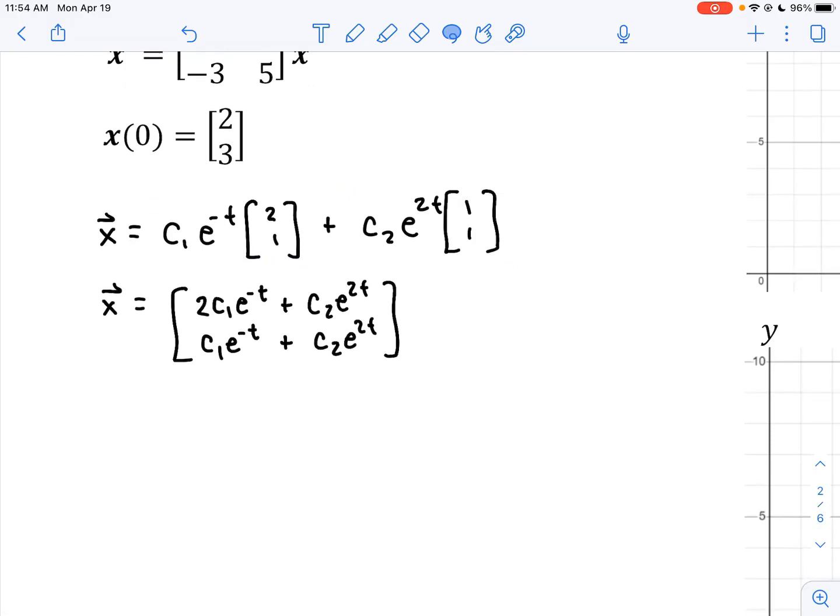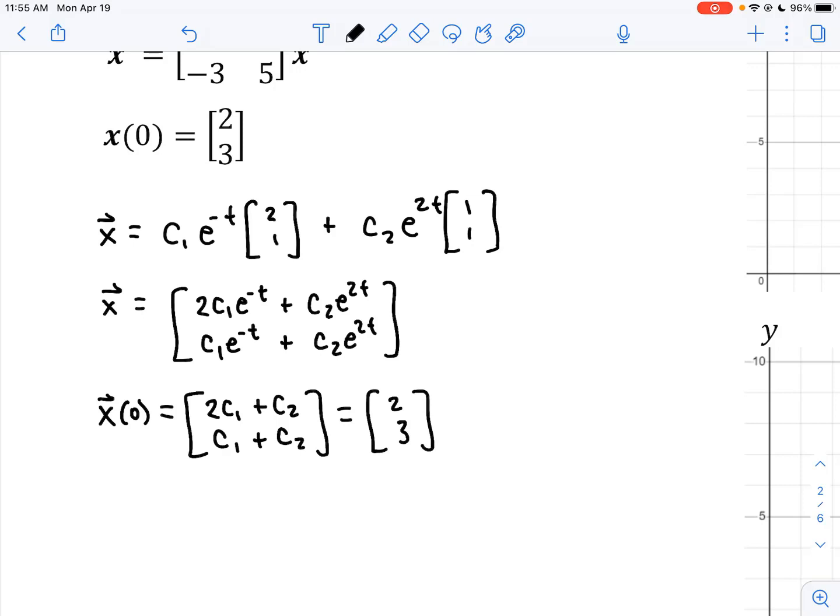And we just have to find C1 and C2 so that when I plug in 0, I get 2, 3. So that's the next thing I'm going to do, plug 0 in for all the t's. Evaluate this general solution at t = 0. And e to the zeros are all 1s, so we just get 2c1 plus c2 in the top entry, and the second entry is going to be just c1 plus c2. And we want this to be equal to the vector 2, 3.